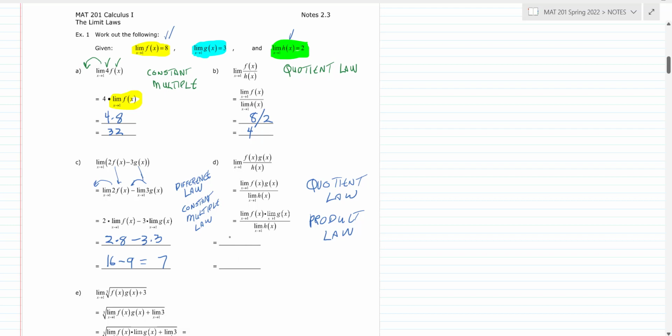Limit of f of x is 8. The limit of g of x is 3. And that's all over limit of h of x, which is 2. So that is 24 over 2. So that is equal to 12. Okay? So that's how we get the answers to those problems using the laws.